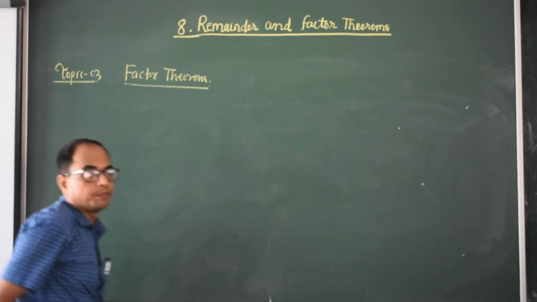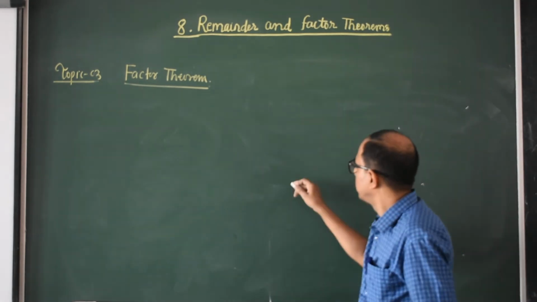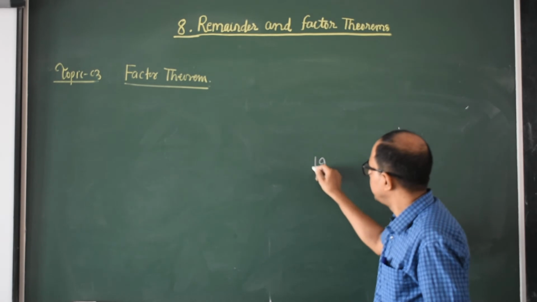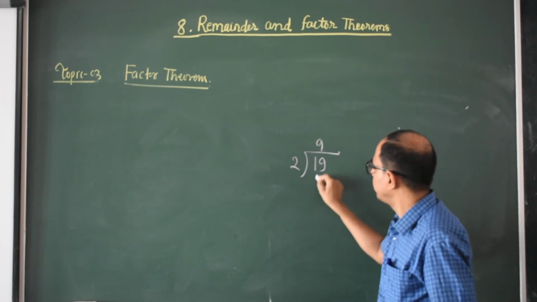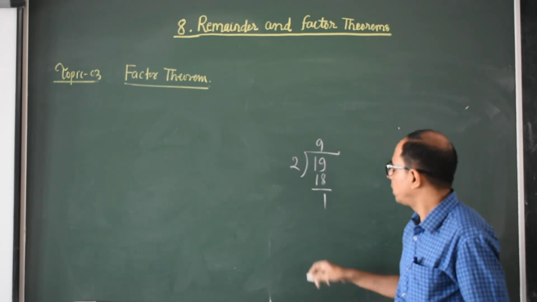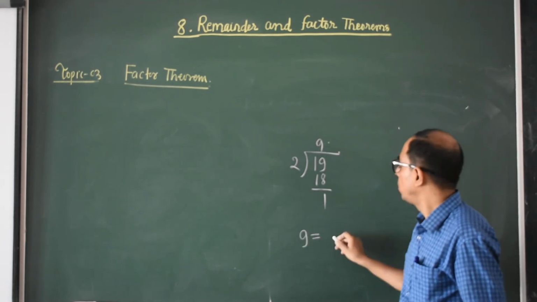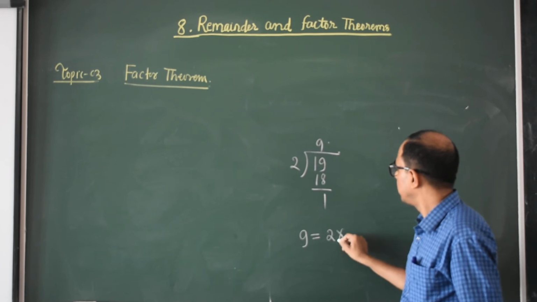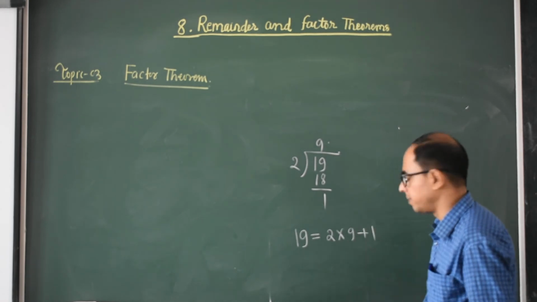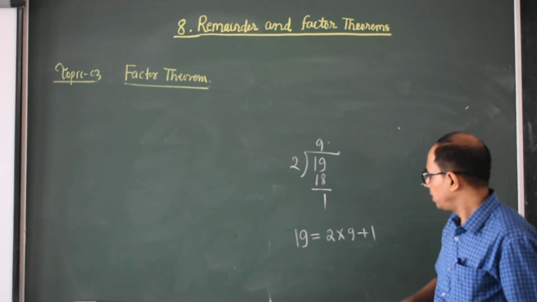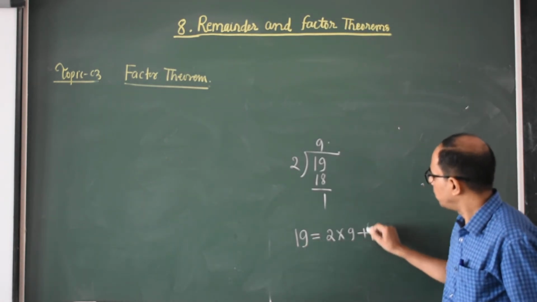What is the factor theorem? What is the meaning of factor? Suppose 90 is divided by 2. So the quotient will be 9 and the remainder is 1. So we can write that dividend is equal to divisor into quotient plus remainder. Here, after dividing 90 by 2 we are getting remainder 1.